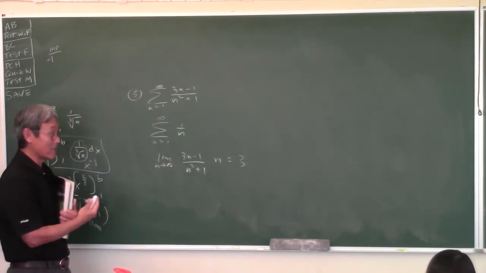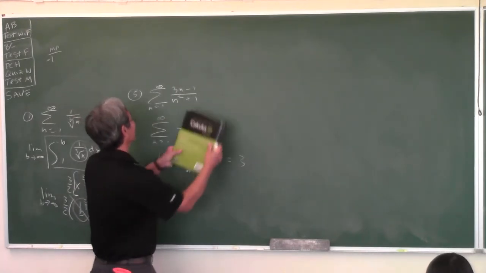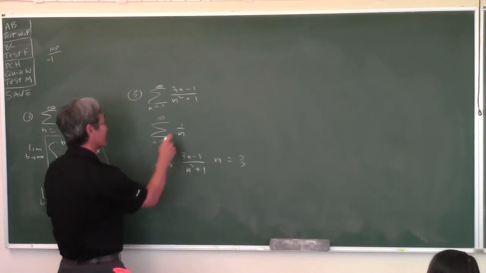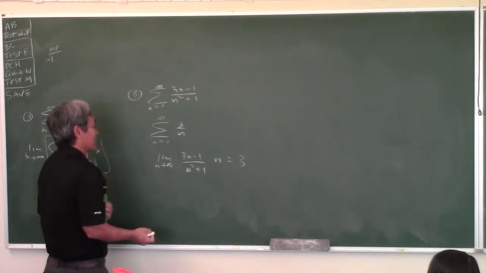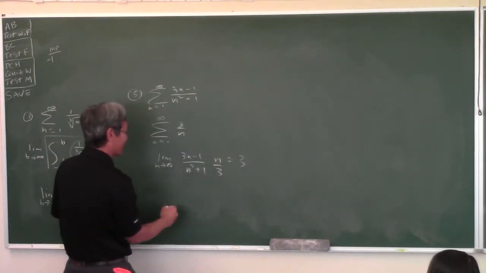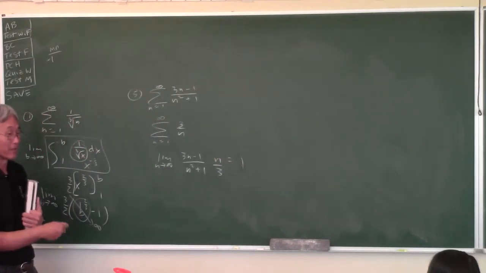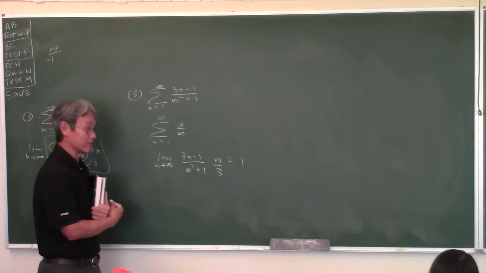See, limit comparison test, that's like the easiest of all, because just look at the leading terms. That's what you compare it with. Now, what would happen if you did put the 3 here? It'd just be 1. That's still a positive finite number, so either they both converge or both diverge, right? You're right.